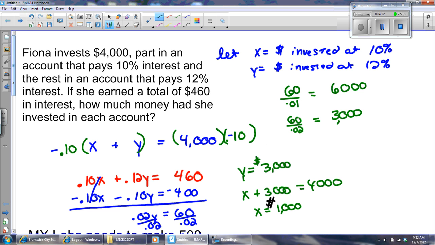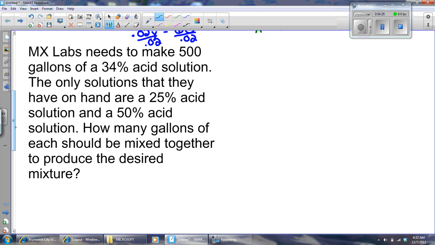All right, let's look at the next example. Another mixture problem. MX Melt Labs needs to make 500 gallons of a 34% acid solution. The only solutions that they have on hand are a 25% acid solution and a 50% acid solution. How many gallons of each should be mixed together to produce the desired mixture?